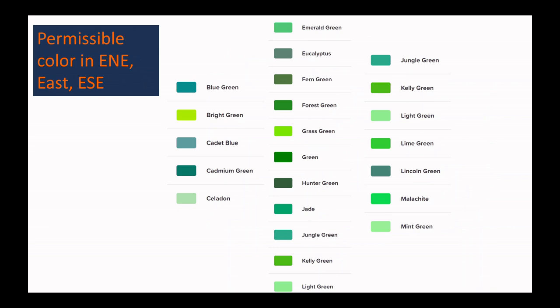Now this is the permissible color of the east zone, east northeast to east southeast. Here I have taken the shades of green which are permissible, but you can also take the blue. Sorry, the east or green zone is permissible with red and green, not blue.